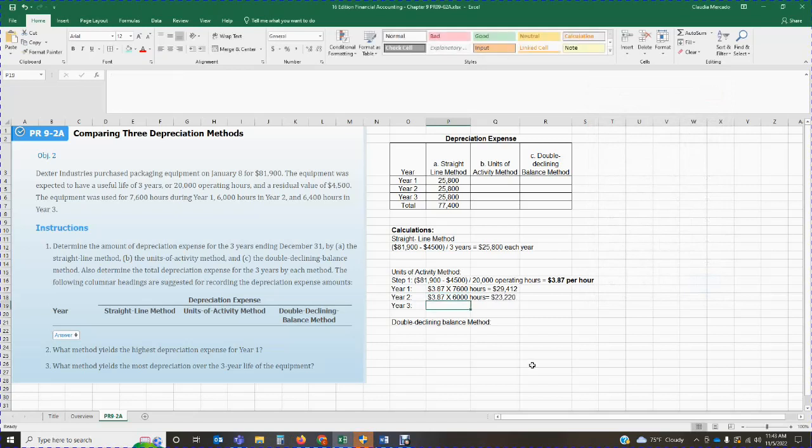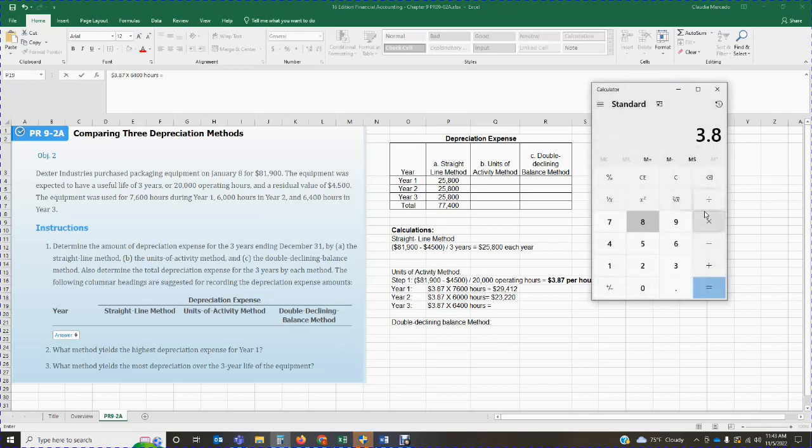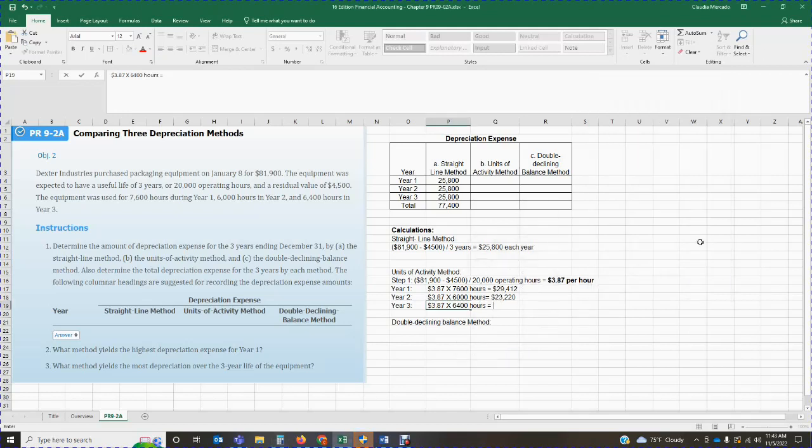And then last but not least, once again we start off with the 387. In year number 3, we used the equipment 6,400 hours. So that gives us 387 times 6,400, which gives me 24,768. Here we go.